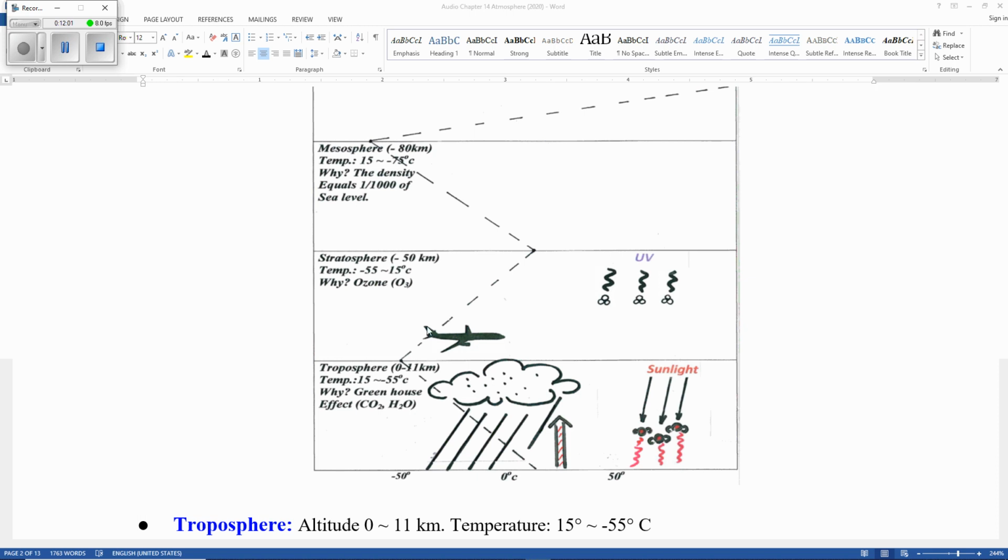So the weather condition is very good. Not much cloud, no rain, no tornadoes. So that's why airplanes always fly higher, above the first region. The airplane most of the time flies in the stratosphere because it's safe.